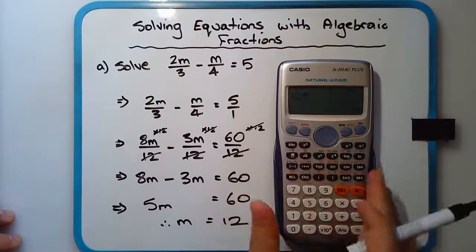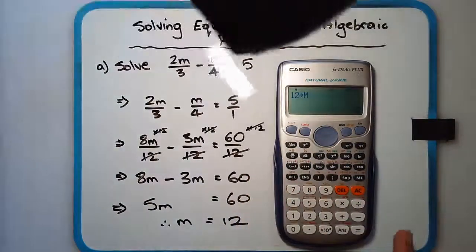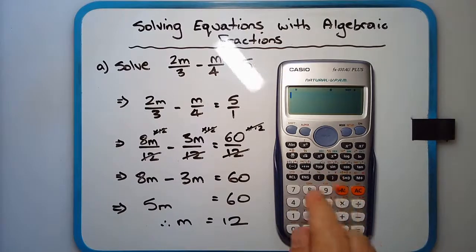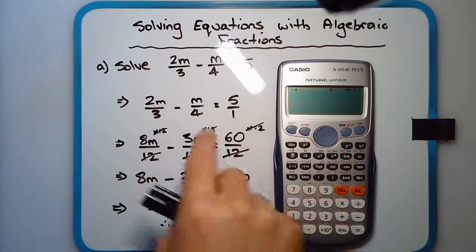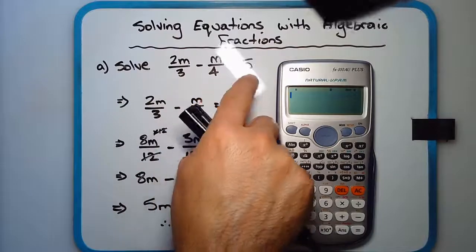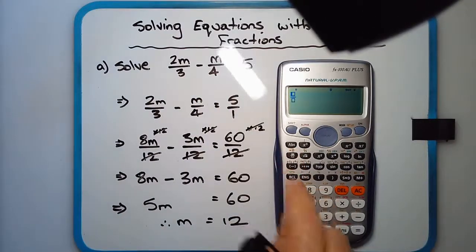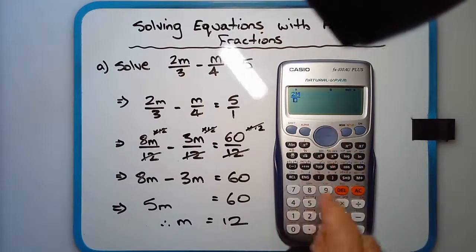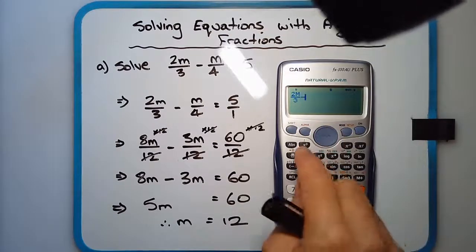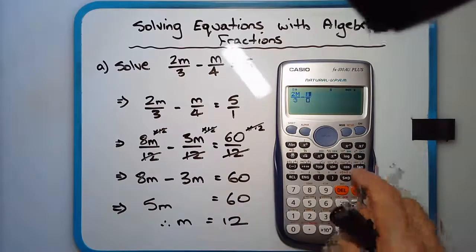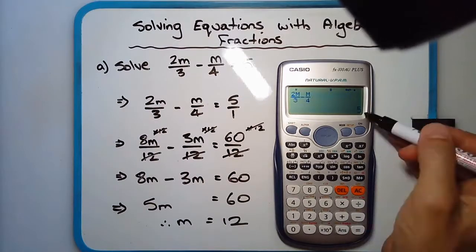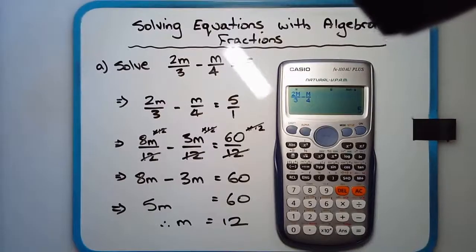You should see this on your calculator screen. I might just put the light there so you can see that a little better. Now we can do the algebra by substitution. We're going to type in the original equation and check that the left-hand side and right-hand side are identical. So 2, and to type in the letter, you press alpha and then M, over 3 minus, again fraction, M over 4. Press equals, we get 5, and that equals the right-hand side of 5.